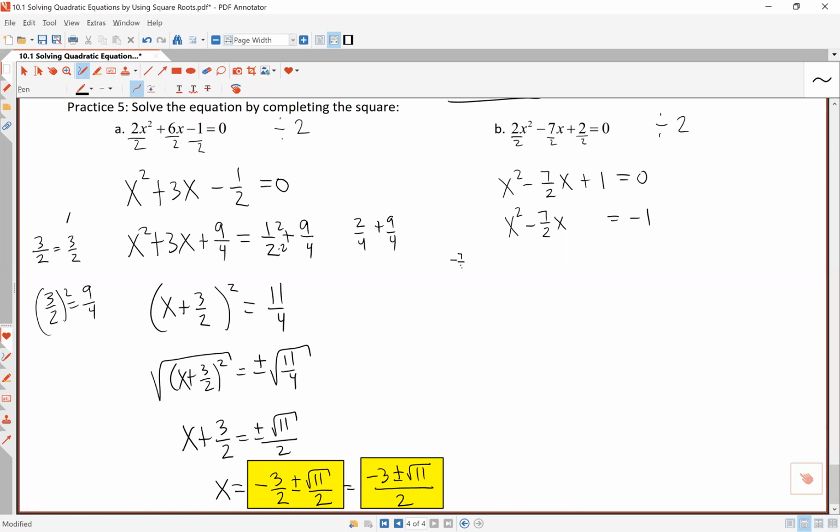Now we take negative 7/2 and divide by 2, which is negative 7/2 times 1/2, which is negative 7 fourths. To figure out what this piece needs to be, we have to square that. So we add 49/16 to the left and add 49/16 to the right.